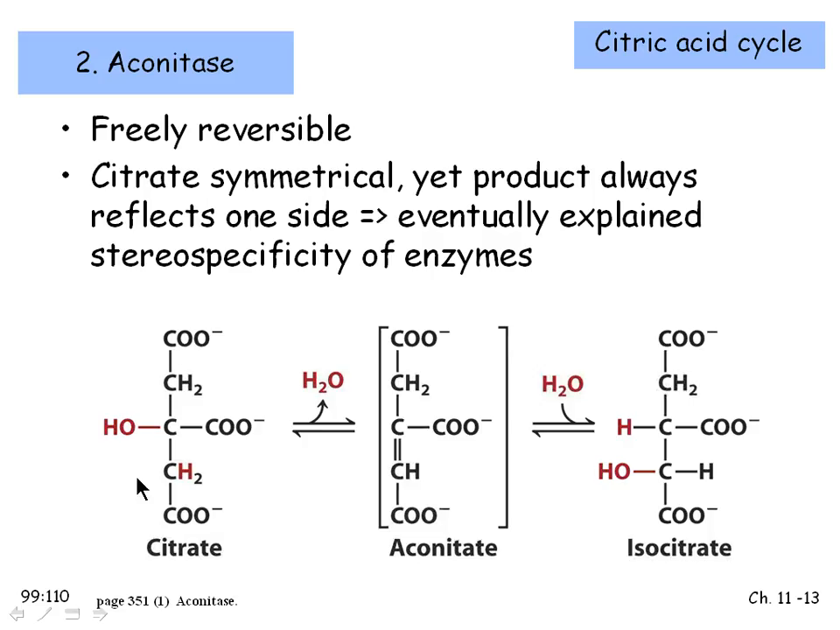And this compound, citrate, is itself a symmetrical compound. And yet by using radioactive carbon markers carefully, we can show that this reaction always occurs in one particular direction, which seems contradictory. But we're going to see in a little bit why that's true, and that that was one of the clues to how enzymes do what they do.